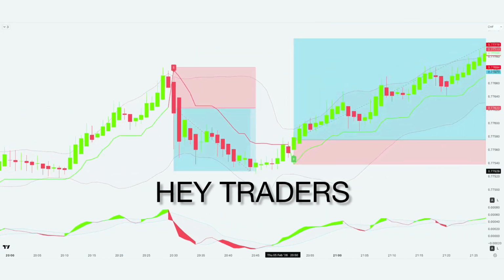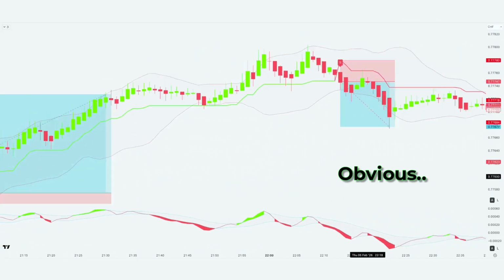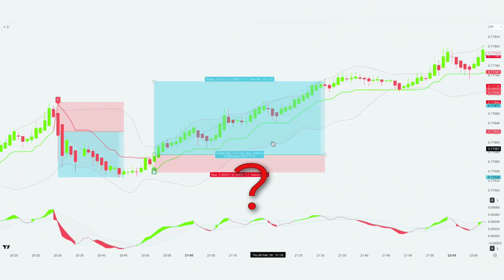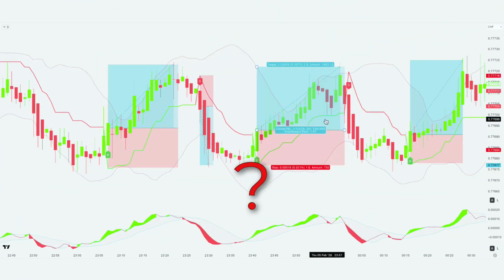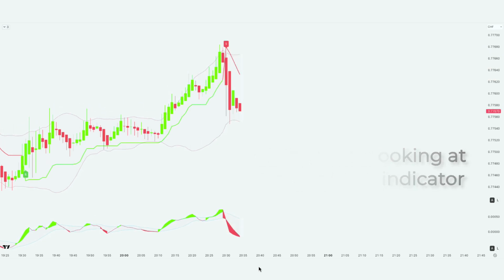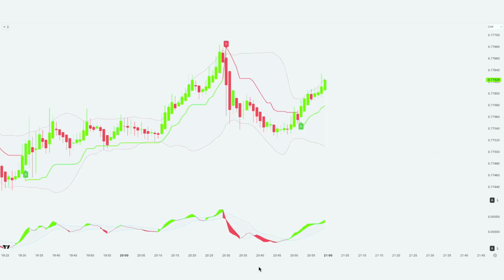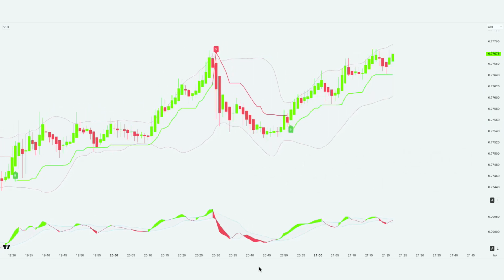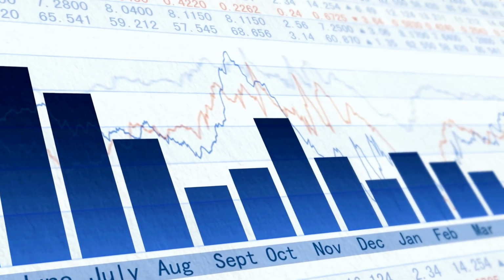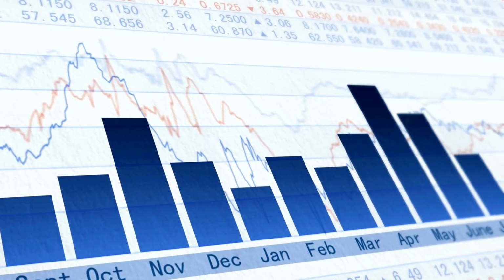Hey traders, before a Forex trend becomes obvious, smart money is already positioned. The question is, can your chart show you those early signs? Today, we're looking at a brand new indicator built to detect pressure shifts and momentum imbalance before a full trend breakout happens. Not after the move, not when it's already trending, but at the transition point.